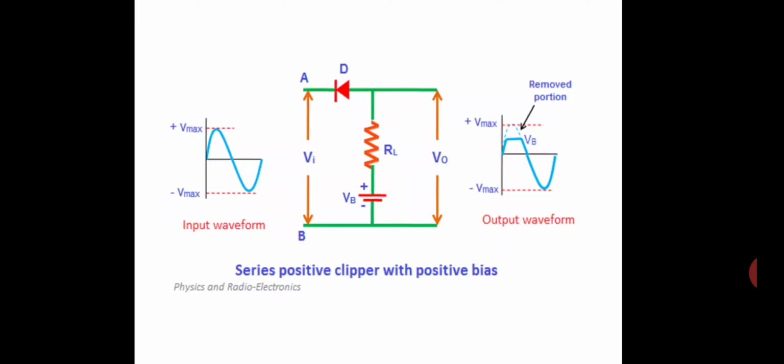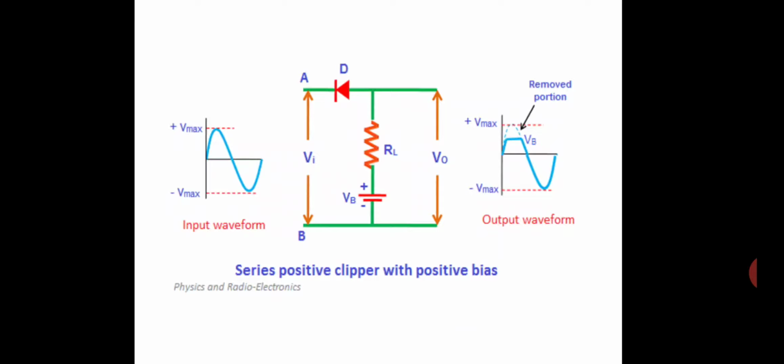In this condition, the diode works as an open circuit, no current flows, and a large portion of the positive input cycle is removed. So in the output waveform, a large portion of the input is removed because the diode is reverse biased. In reverse bias, the diode works as an open circuit.